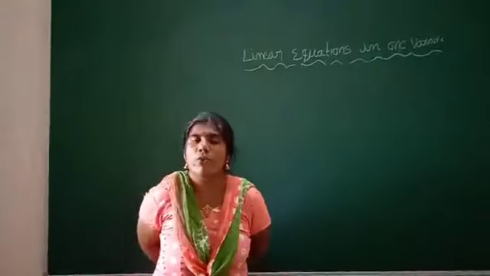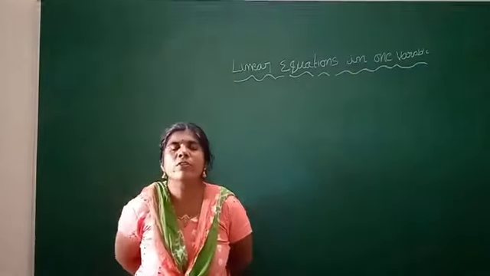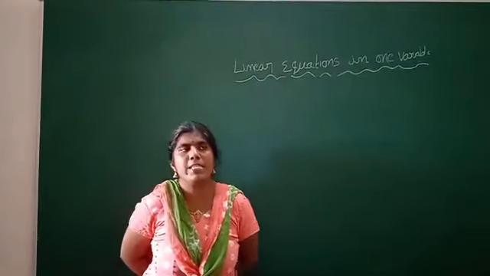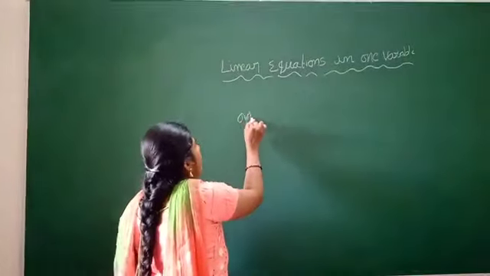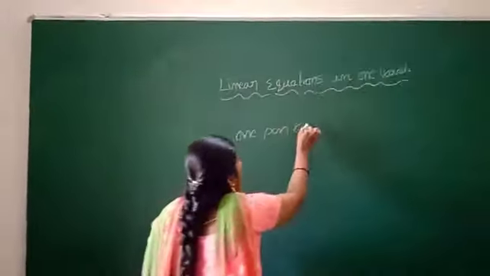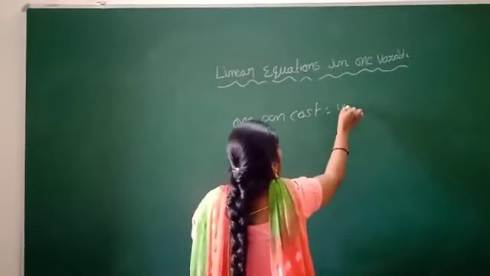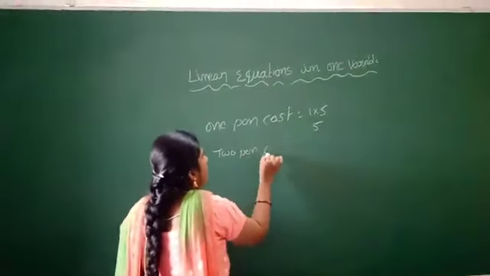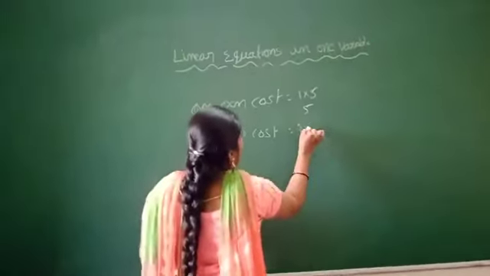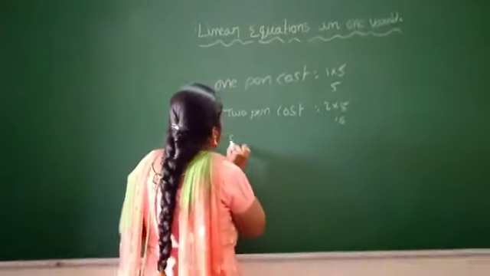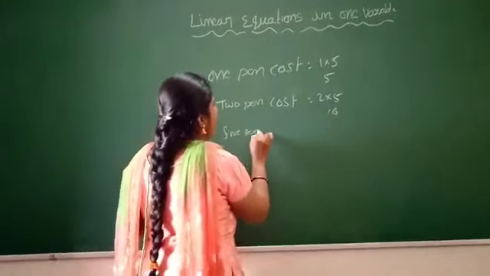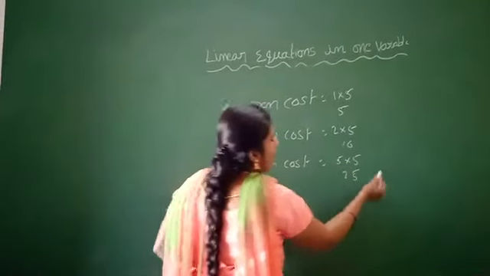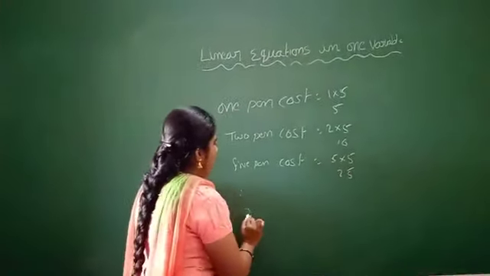Children, see, Siva goes to the bookshop. She asked the shopkeeper, how much does each pen cost? He said each pen costs 5 rupees. One pen costs 1 into 5, 5 rupees. 2 pens cost how much? 2 into 5, 10 rupees. 5 pens cost how much? 5 into 5, 25. Okay, and so on.